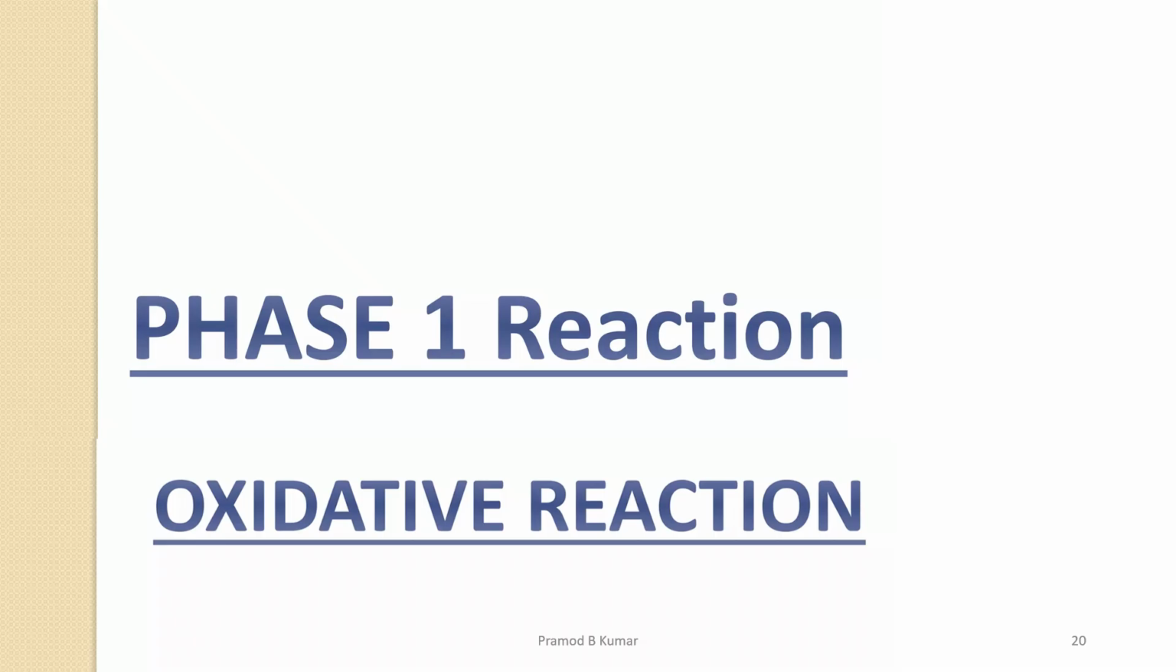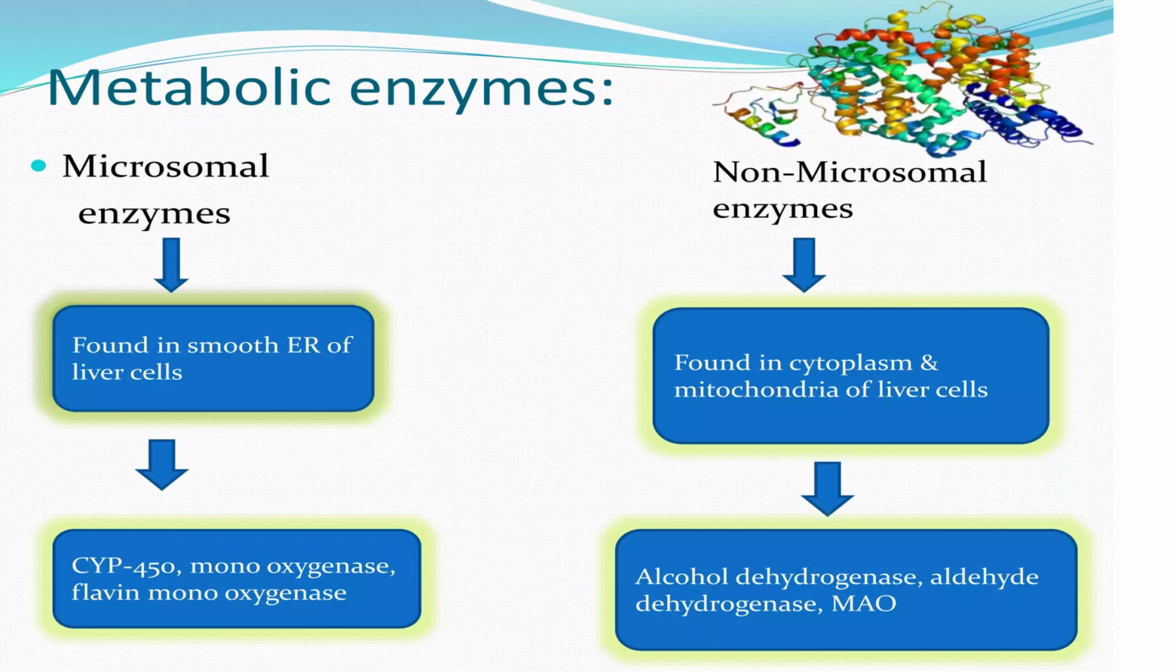Oxidative reaction, that is phase 1. So there are two types: microsomal enzymes, which are responsible for oxidation reactions, and another is non-microsomal enzymes. Microsomal enzymes are basically found in the smooth endoplasmic reticulum of your liver cells, and the enzymes involved are cytochrome P450 monooxygenase and flavin monooxygenase. These are involved. Non-microsomal enzymes are found in cytoplasm and mitochondria of liver cells.